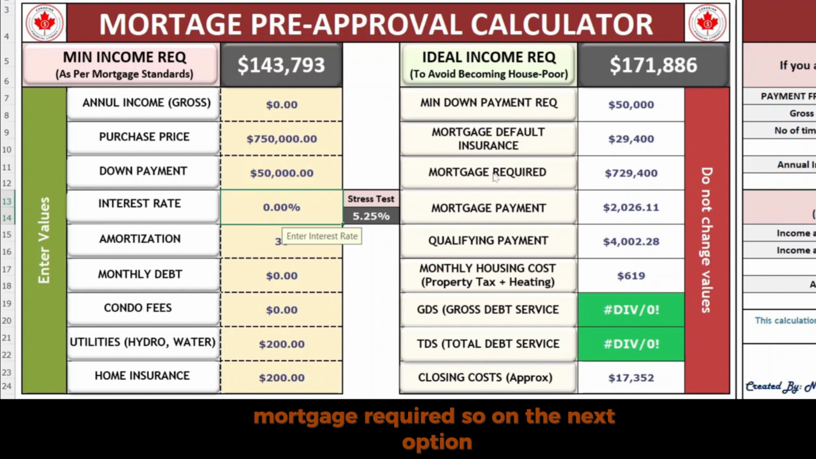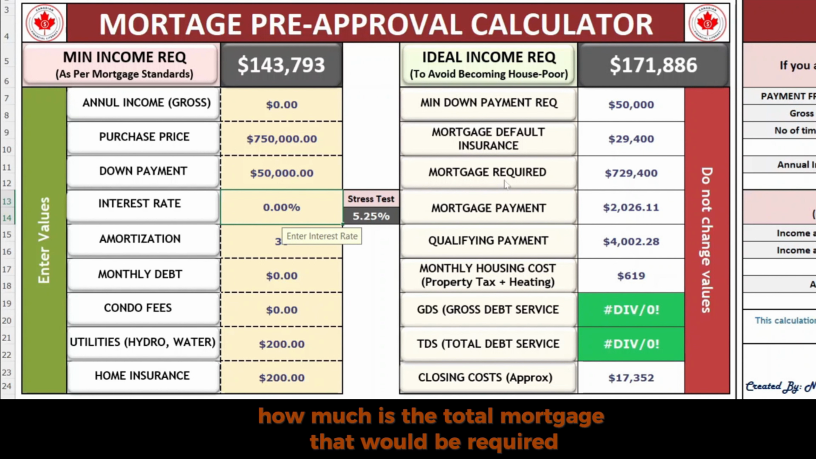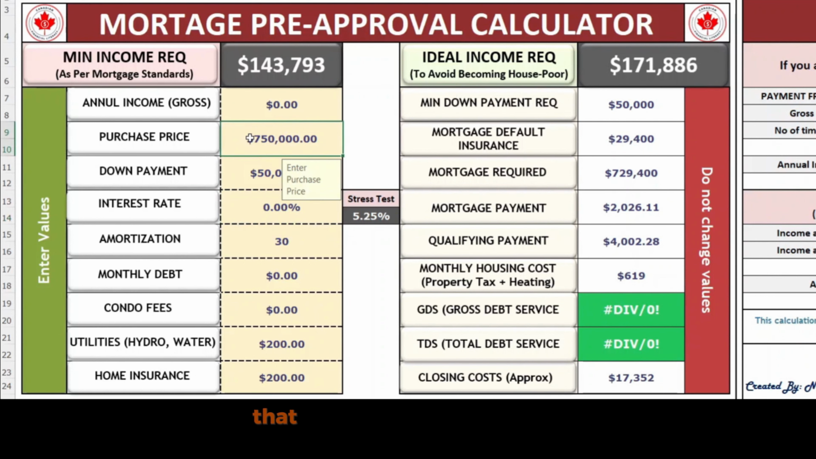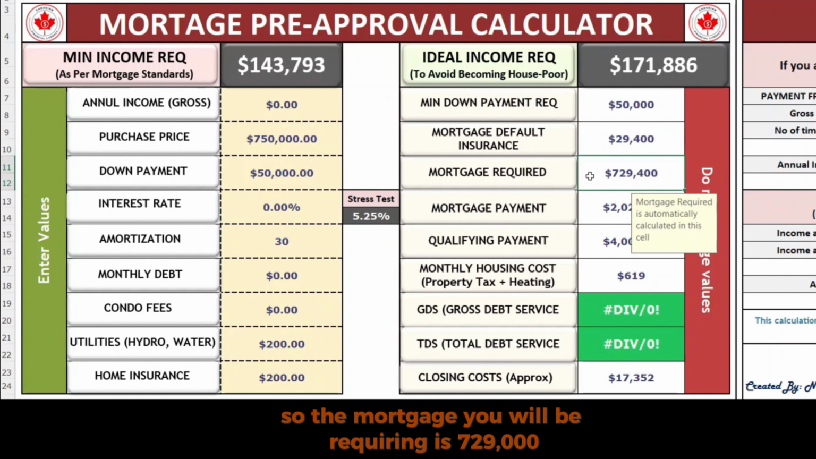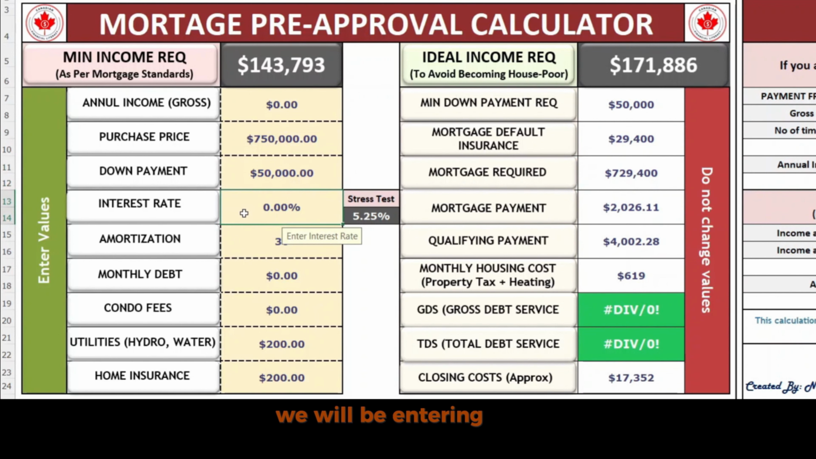So on the next option, you can see it is calculating how much is the total mortgage that would be required. How it is calculating it? It is calculating purchase price, that is $750,000 minus your down payment plus this mortgage default insurance premium. So the mortgage you will be requiring is $729,400.